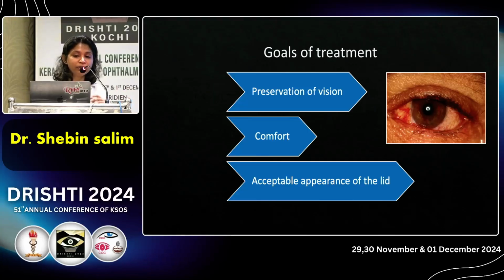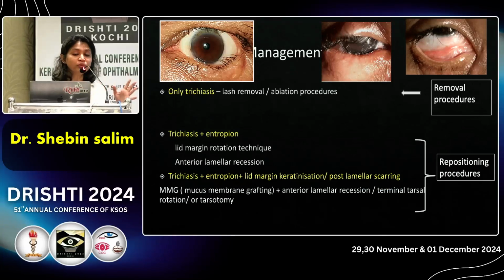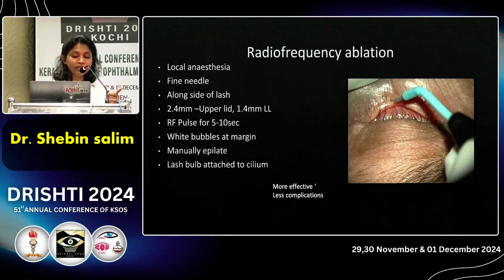So the goals of treatment are preservation of vision, comfort, and acceptable appearance of the eyelid. We can broadly classify the management into removal procedures and repositioning procedures. If it is only trichiasis, we can go ahead with lash removal or ablation procedures. But when there is an associated entropion, we have to go for a lid margin rotation technique or an anterior lamellar recession. But if there is a lid margin or posterior lamellar scarring, then a mucous membrane graft should be put. The only thing we usually do is radiofrequency ablation.